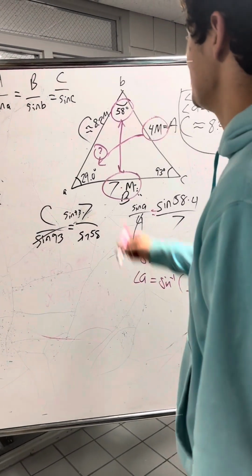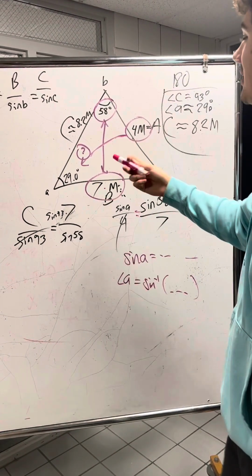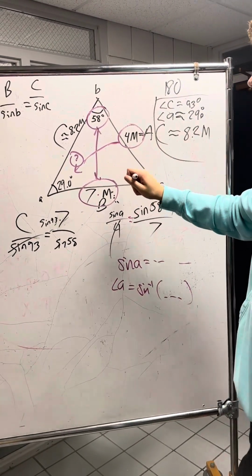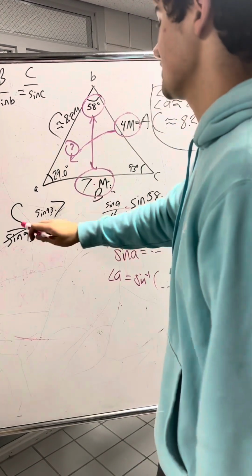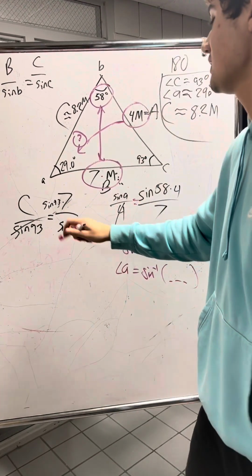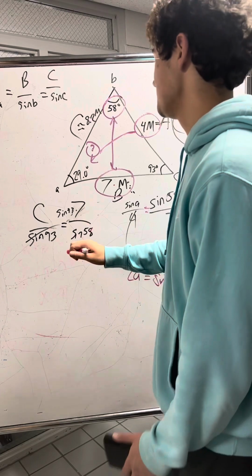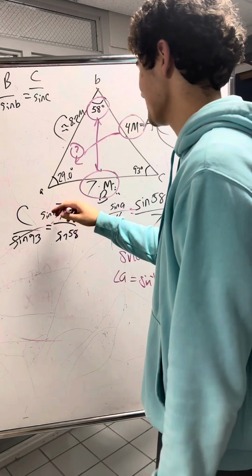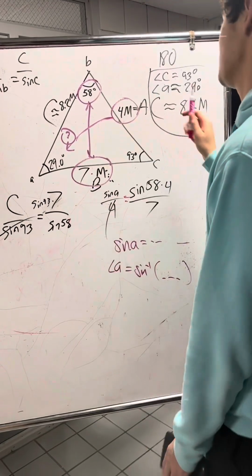Then we needed side C, but first angle C. So 58 plus 29 equals about 87, and then 180 minus 87 gave us the 93. So to find the side C, C over the sine of 93 equals 7 over sine of 58. You multiply the sine of 93 over, so sine of 93 times 7 over sine 58 gives us 8.2. And then finish triangle. That's all.